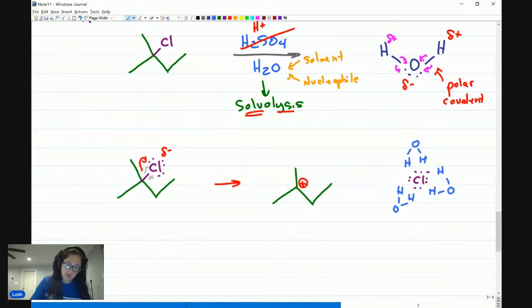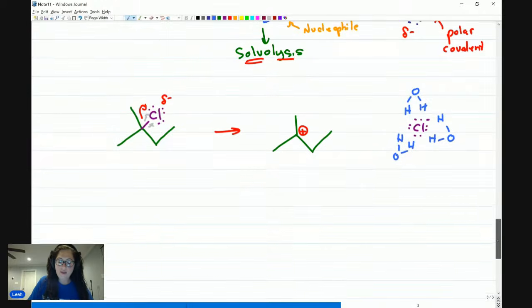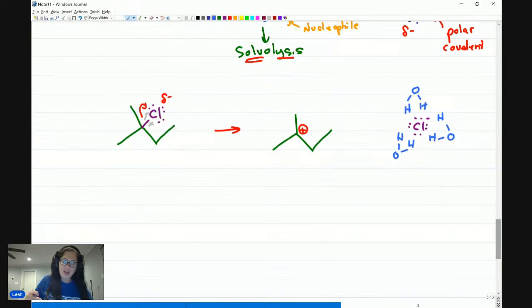The reason I turned this into a tertiary starting molecule is we're looking at a mechanism that has an intermediate. And if we look at the intermediate, the more stable the intermediate, the happier it is to form, the more likely it is to form, therefore, the faster the reaction.